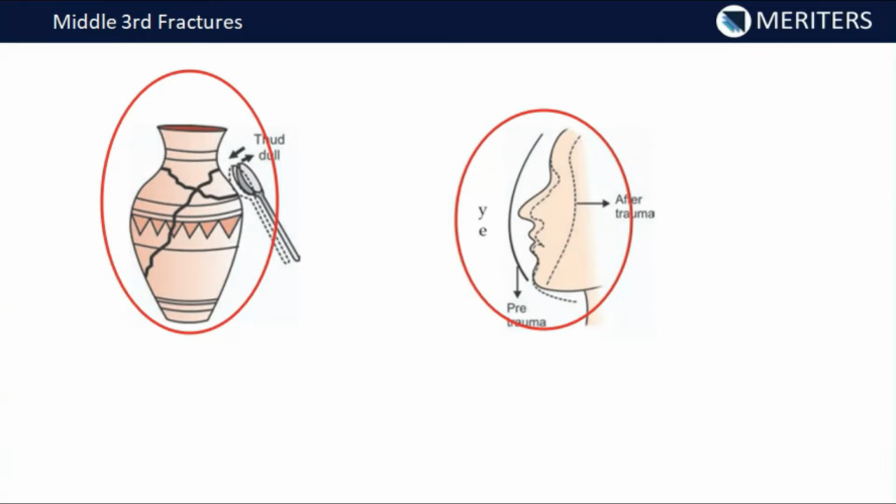This particular type is the dish face deformity, in which the face becomes concave after trauma, and pre-trauma it was a convex profile. So why is it so? How does it occur? Occasionally there may be a dish face deformity, as I have already discussed, and it is caused by lengthening of the nose due to the dropping of the middle third of the face away from the skull.